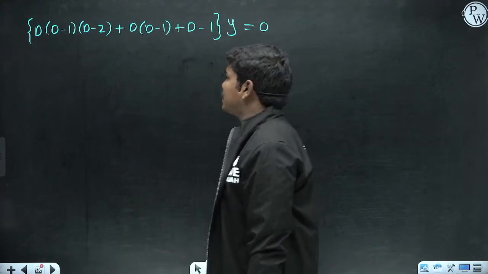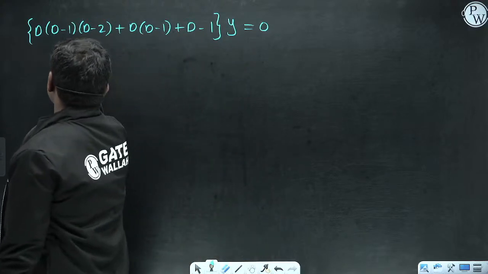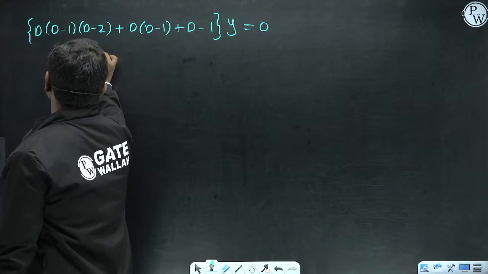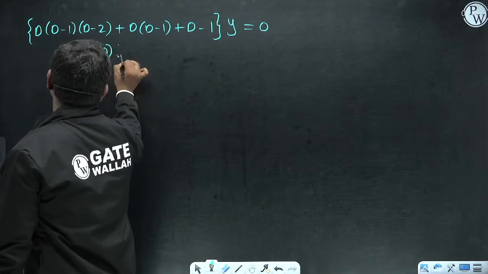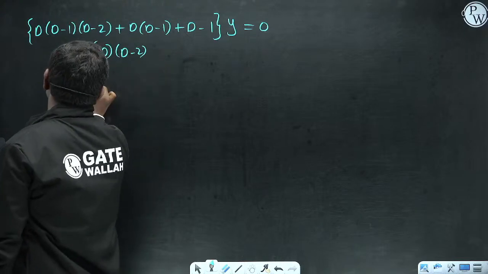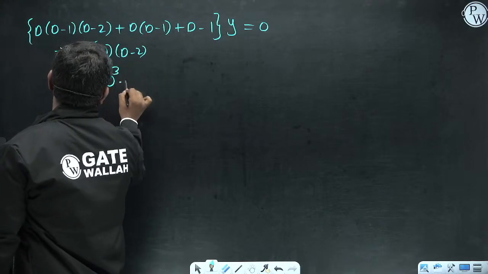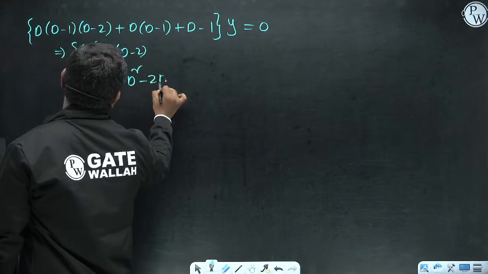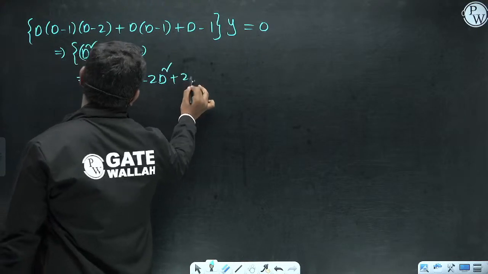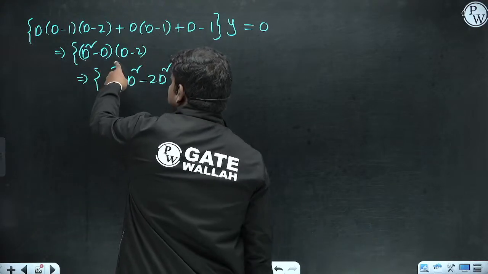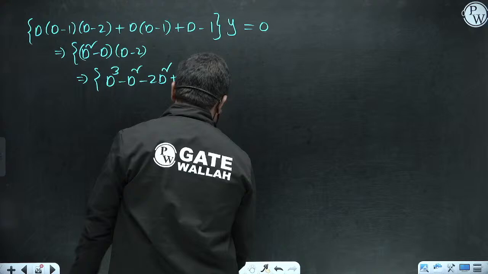So now if you simplify this, d square minus d into (d minus 2). So this gives you d cube minus d square minus 2d square plus 2d. Correct? This is what you get actually. D cube minus d square minus 2d square plus 2d. So this is what you have.